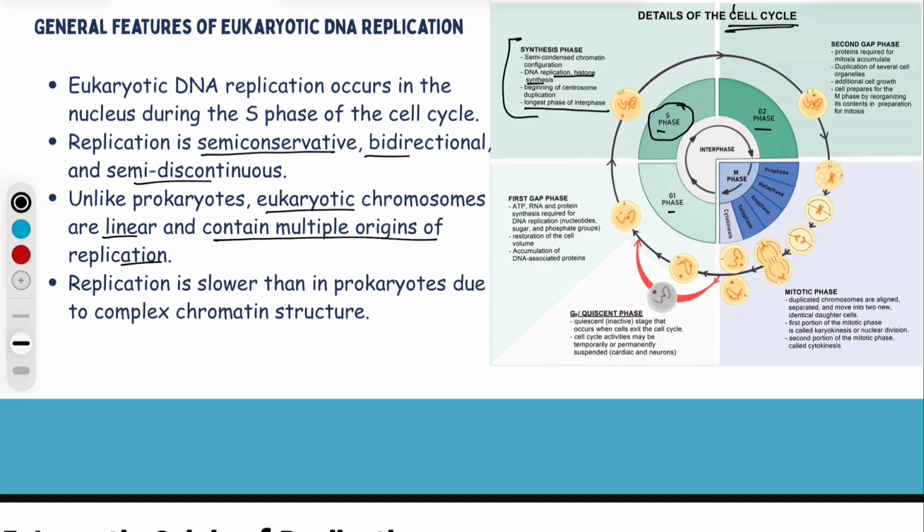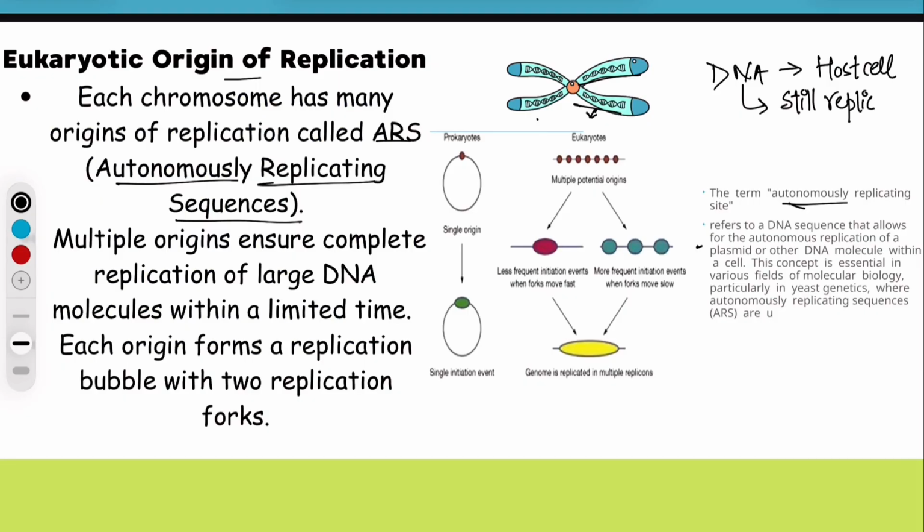So here also replication is semi-conservative and semi-continuous, but the DNA is linear here and the chromosomes are linear. So they have multiple origins of replication because in one go you can't replicate the whole DNA. It is comparatively slower than prokaryotes due to complex chromatin structure. And as the DNA is linear, we will see how their forks meet, how the termination takes place, and how the ends of lagging strands get replicated.